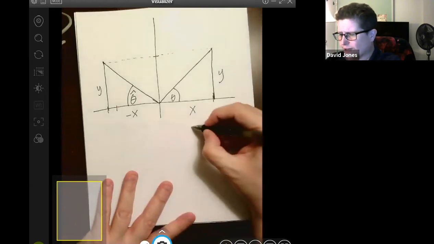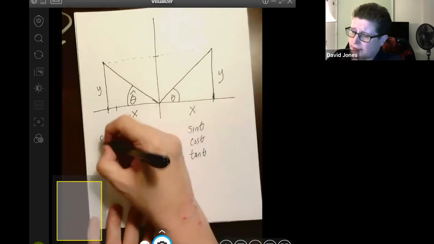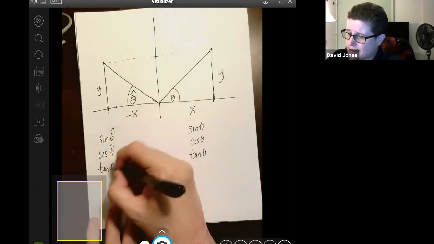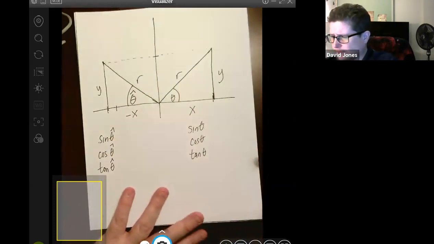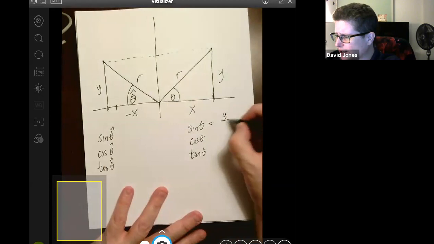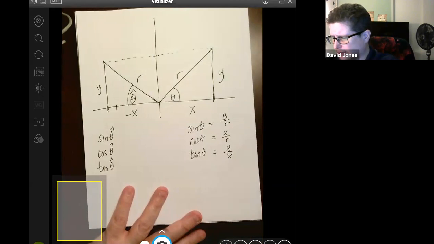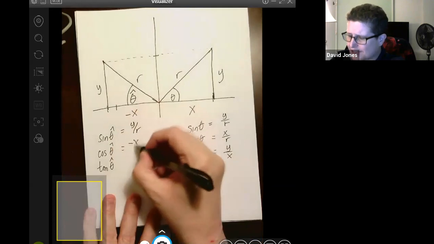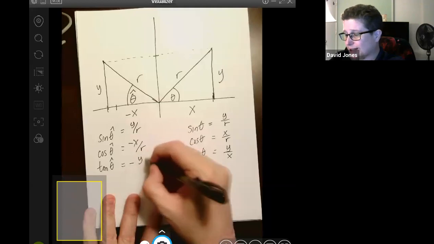How does that work? Let's look at sine theta, cosine theta, and tangent theta on both of them. Cosine theta hat, tangent theta hat. In both cases, it's the same radius, if I just kept rotating the line around. Over here, we have y over r, x over r, and y over x. Over here, we have y over r, negative x over r, and y over negative x, which is negative y over x.